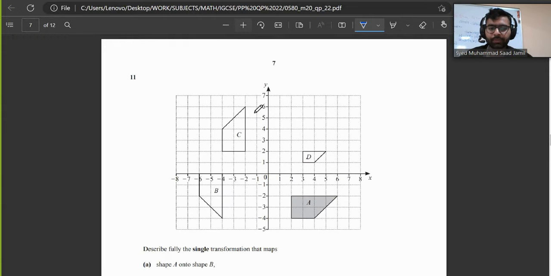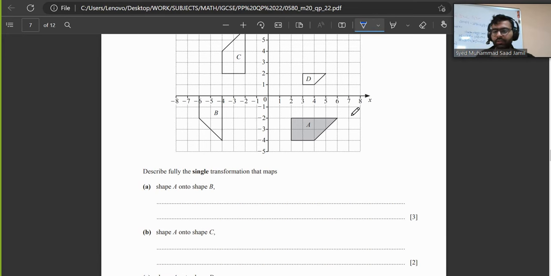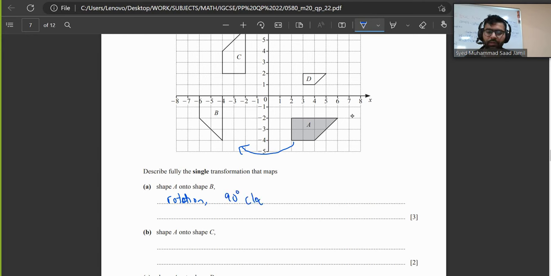Moving on to the next question, it says describe the single transformation that maps shape A onto B. If you look at it, this is a rotation. It has been rotated 90-degree clockwise. So you will write rotation, then you will write 90-degree clockwise, and since it's of 3 marks, you have to tell the point of rotation. Now you use a tracing paper or a geometrical instrument to find the point of rotation. Unfortunately, I don't have them right now, but for the upcoming papers I will use it. So it's 0, 2 for now.